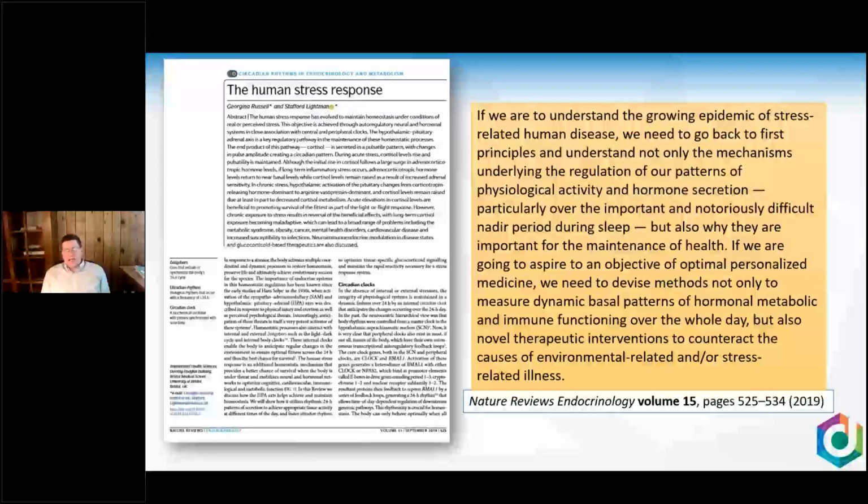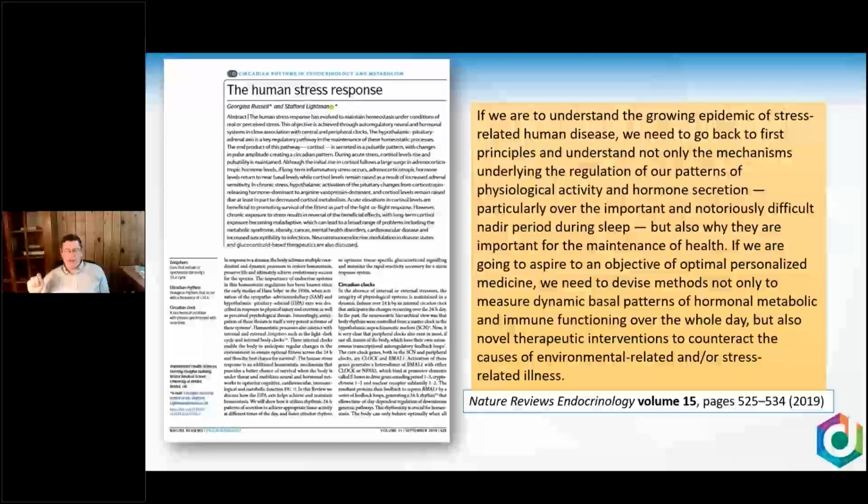I want to point out one of the things that they mentioned in their conclusion. I'll just read it. If we are to understand the growing epidemic of stress-related human disease, we need to go back to first principles and understand not only the mechanisms underlying the regulation of our pattern of physiological activity and hormone secretion, particularly over the important and notoriously difficult nadir or low period during sleep, but also why they are important for the maintenance of health. And I think this sentence is really important.